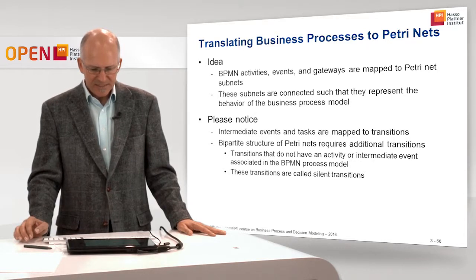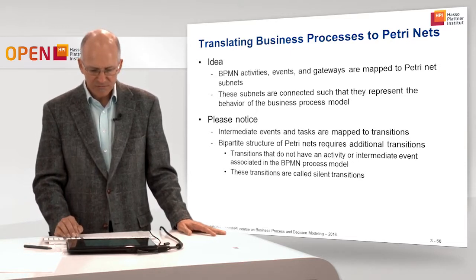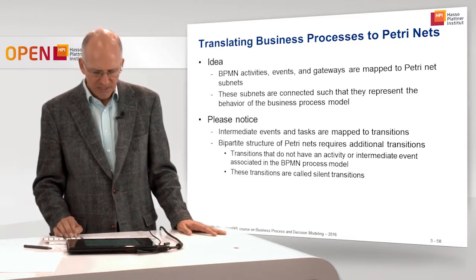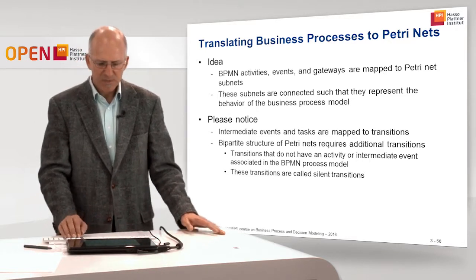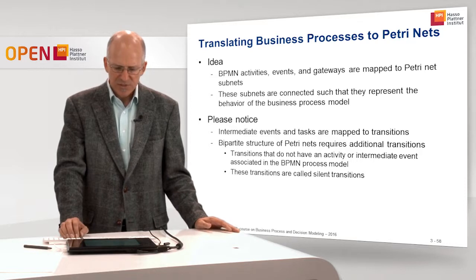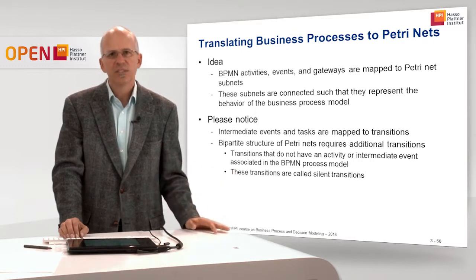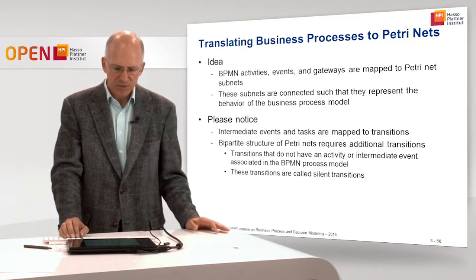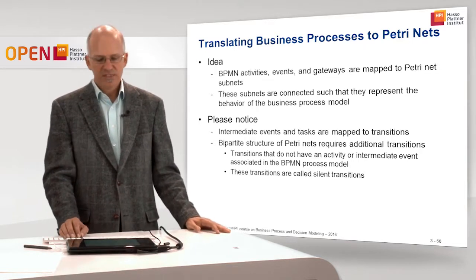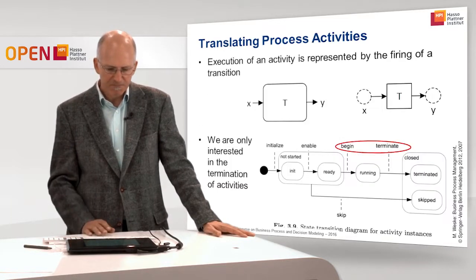Intermediate events and tasks are mapped to transitions. And the bipartite structure of Petri nets also requires some additional transitions, for instance, transitions that do not have an activity or an intermediate event associated in the BPMN process model. These transitions are called silent transitions because they are not represented in the process model, but they need to be represented in the Petri net. We also see that not only intermediate events, but also start events and end events are represented as transitions, the same as tasks.